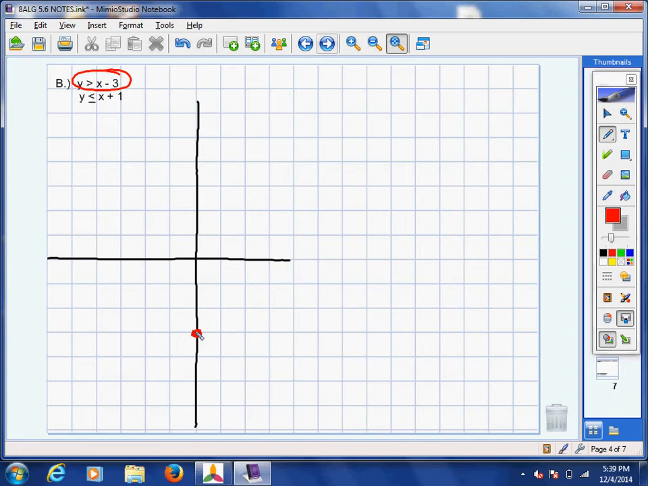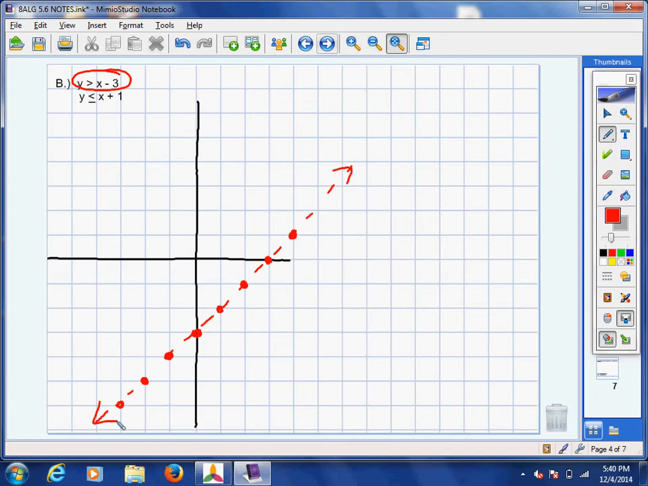And then my slope is 1, so I'm going to go up 1, right 1. Do that for a little while just to get a basic trend. Okay, looks great. And then down one, left one, kind of go the other direction. Now again, I'm going to do a dashed line because there's no equal to sign for that particular equation. All right, so that looks great.